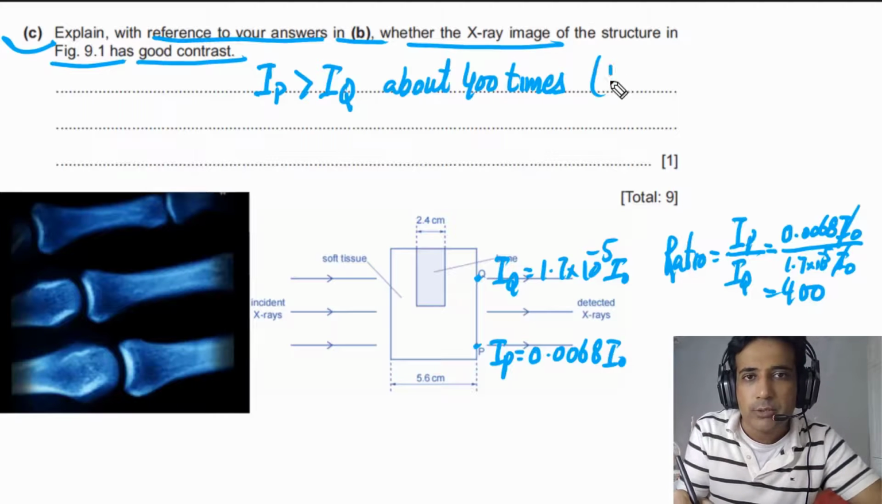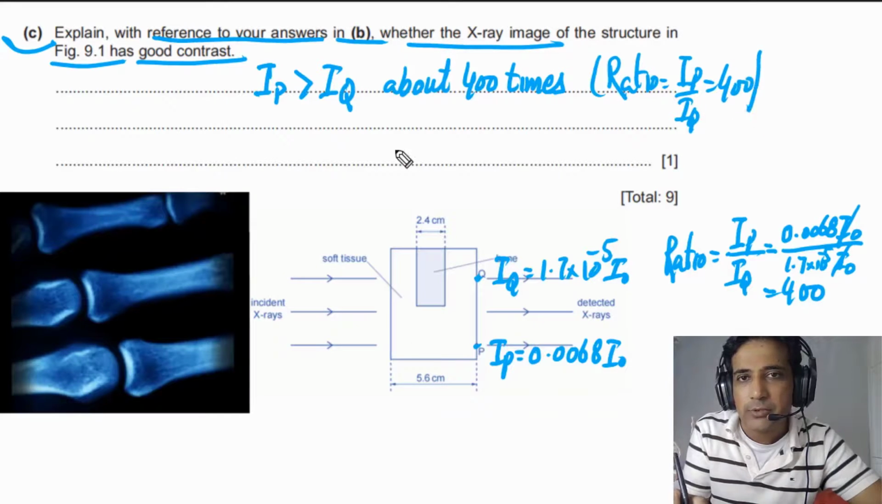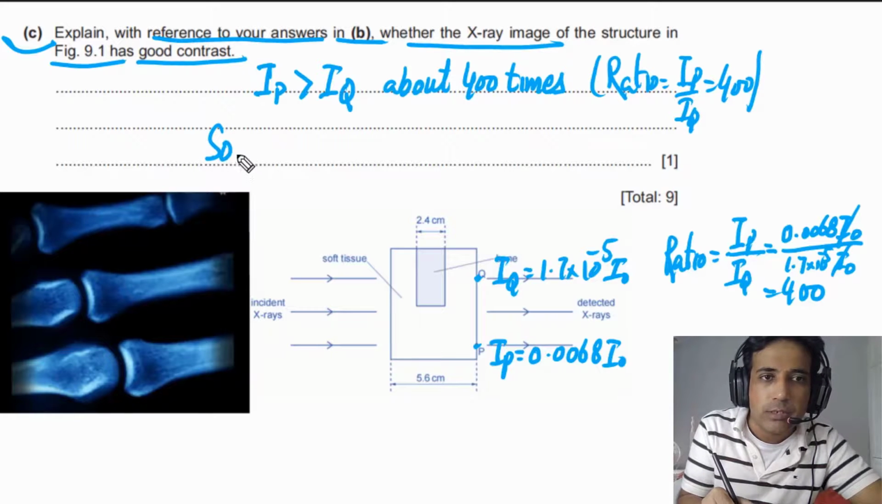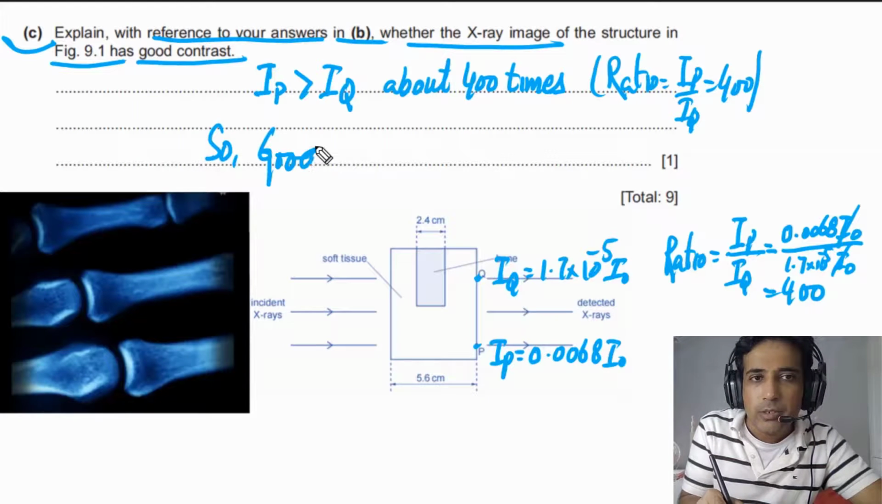You can also write it like this. You can say the ratio between IP and IQ is equal to 400. So good contrast.